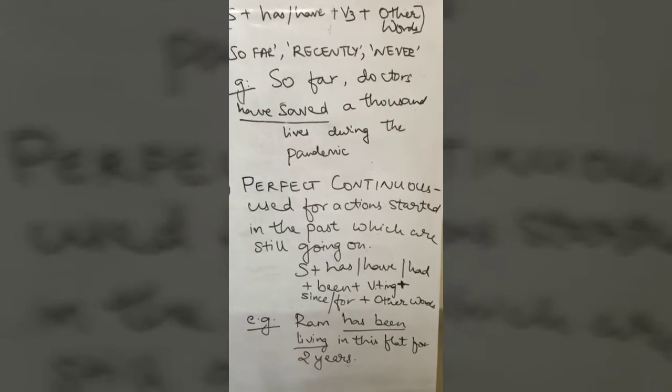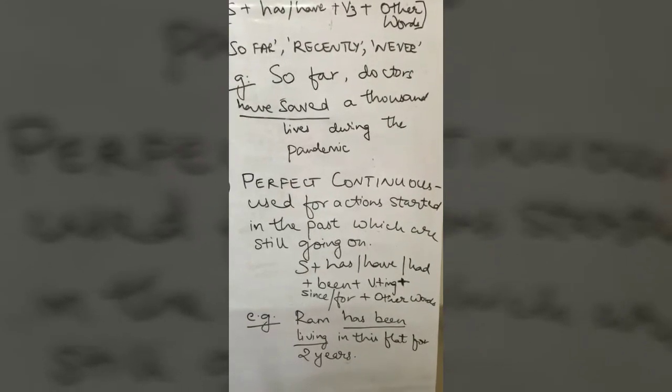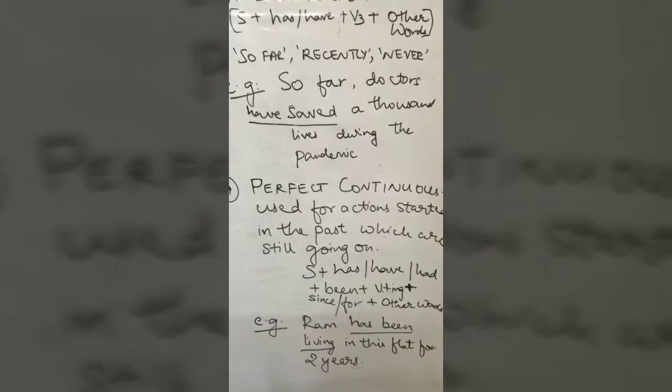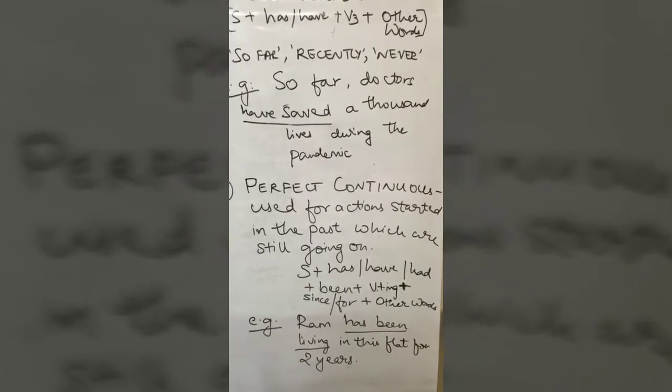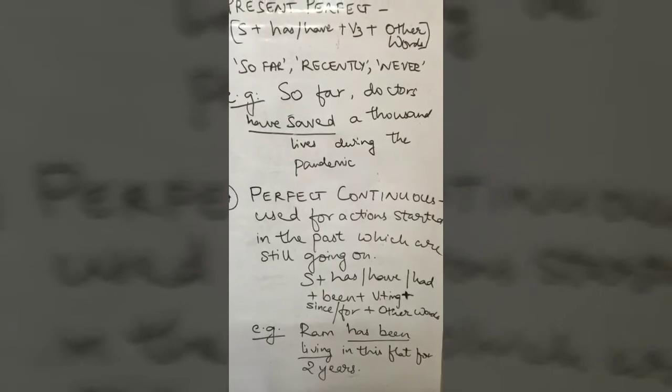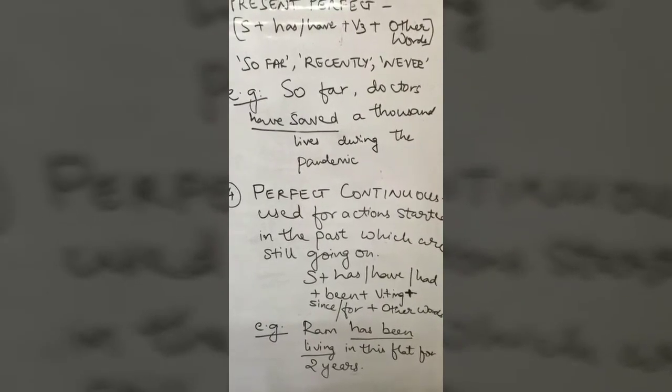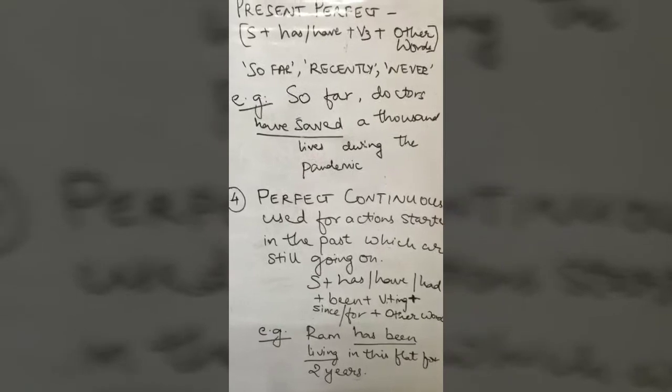Okay, COVID has been disturbing us since March 2020, correct? COVID started in India in March, but it is still going on, isn't it? So I can say COVID has been disturbing us since March 2020.